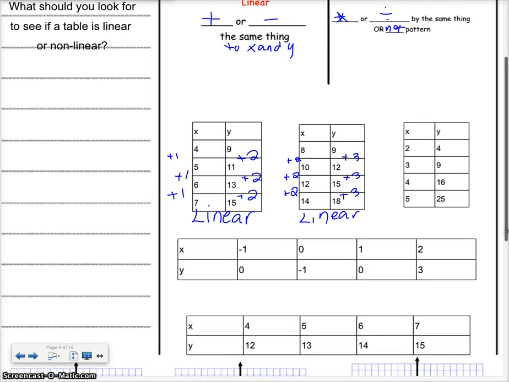Okay, next one. What did I do to 4 to get to 9? I added 5. What did I do to 9 to get to 16? Added 7. Already I can tell it's nonlinear. I don't even have to do anything else. I already got a different pattern. It's not linear. I only fully check it if it does change by a constant number.